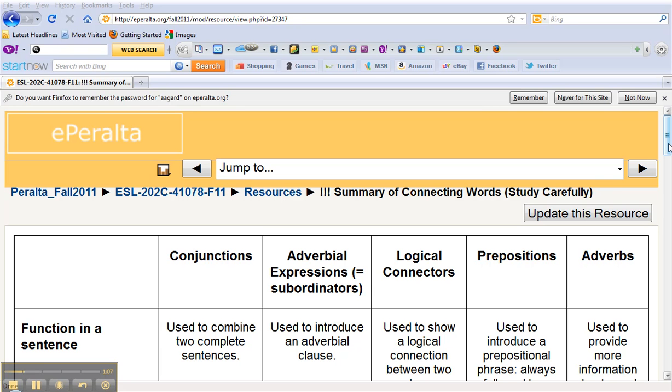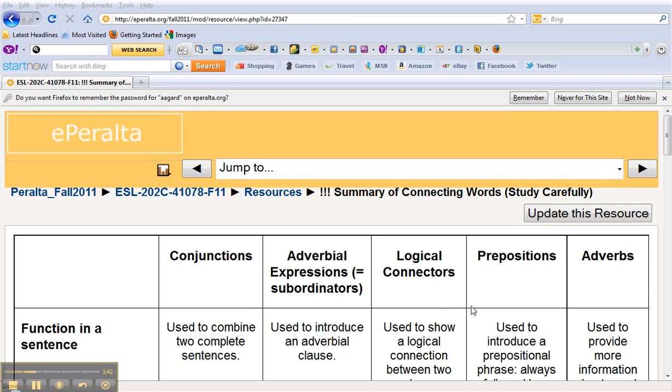And I feel like I have an obligation to make sure that ESL people who go to 1A from ESL do know this information. So really take time with this chart and understand what's going on here. We have these three categories of connecting words: conjunctions, adverbial expressions, and logical connectors. And unfortunately, I think your book later uses a different term for these, calls them transitions. And I should put this into the form so it says that also.